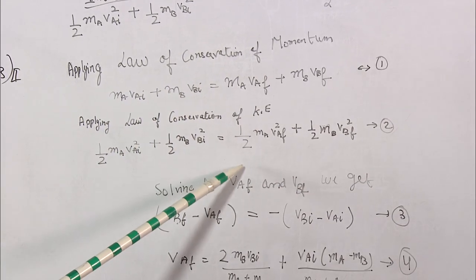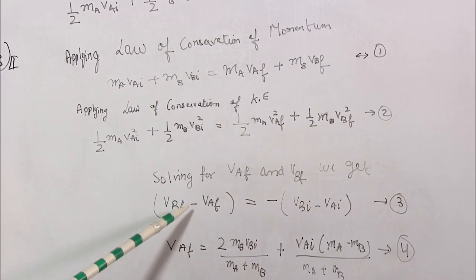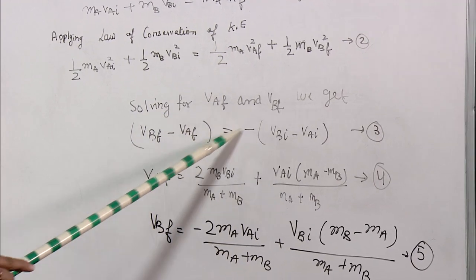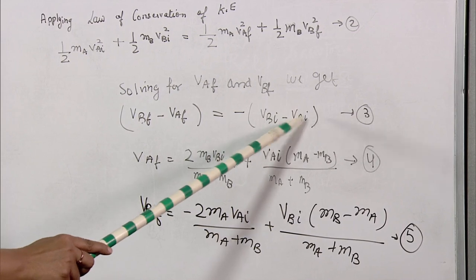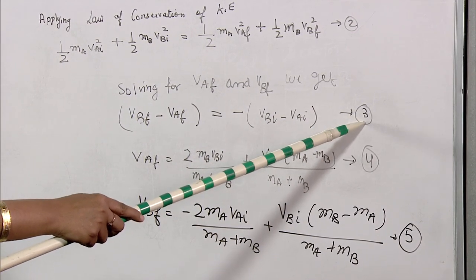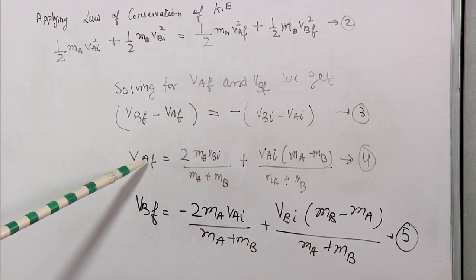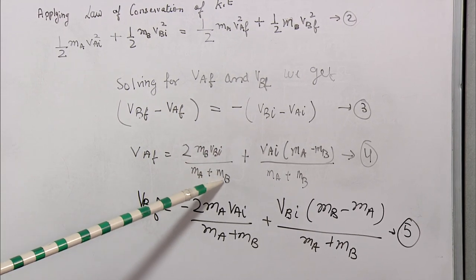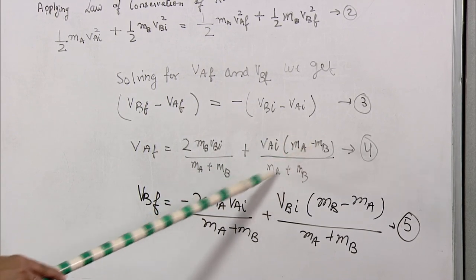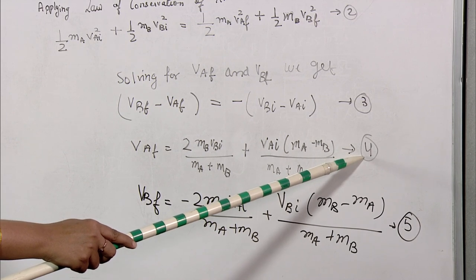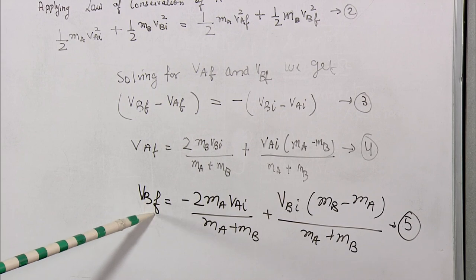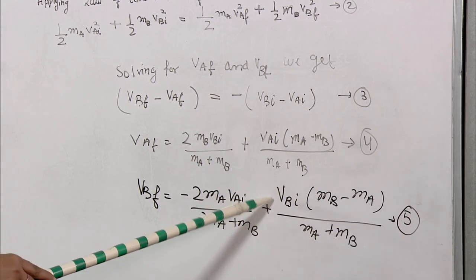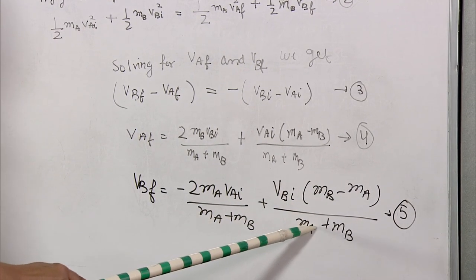Avoiding the tedious calculation on the board, we get this result, which I am writing on the board: VBF, the velocity of B final, minus VAF, the velocity of A final, is equal to negative of (VBI minus VAI). This is equation 3. The final velocity of ball A is given by 2 MB VBI divided by (MA plus MB) plus VAI times (MA minus MB) divided by (MA plus MB), which is equation 4. Similarly, we calculate VBF: VBF is equal to negative of 2 MA VAI upon (MA plus MB) plus VBI times (MB minus MA) divided by (MA plus MB).